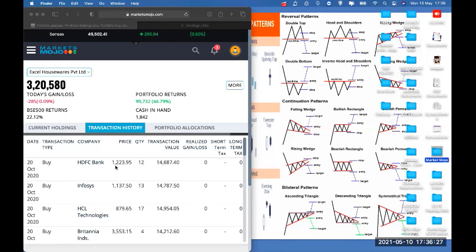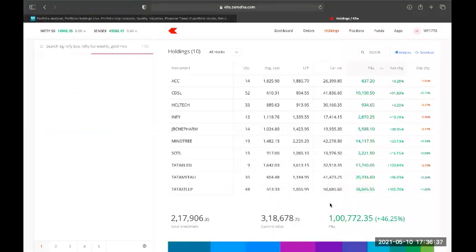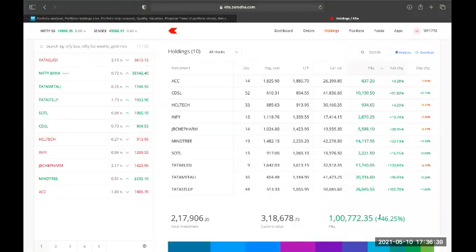There will be a bit of a difference. If you see over here, Market Mojo is showing that I am making a profit of 99,732, but in reality I am making a better profit. I am making 100,772 over here. So that bit of a difference will be there. The real thing over there and here, there'll be a bit of a difference.